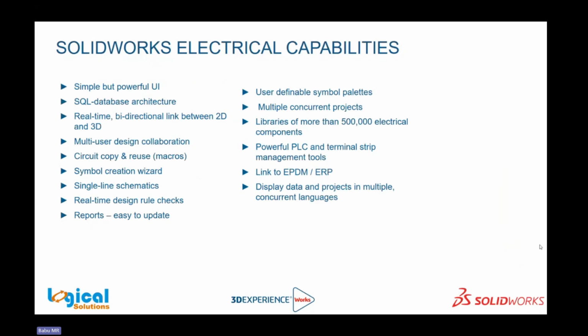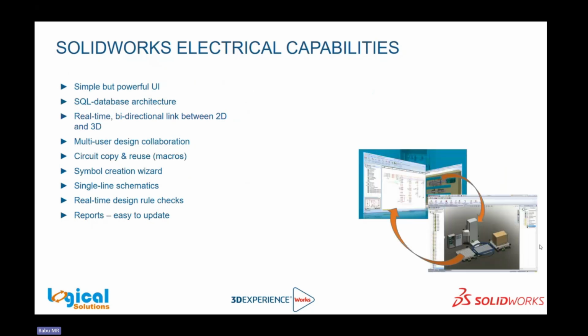So these are the SolidWorks Electrical capabilities. It has a simple and powerful user interface, and also a real-time bidirectional link between 2D and 3D. As I already explained, if an electrical engineer is working on the 2D schematics, and parallelly a mechanical engineer can work on the 3D design or 3D assembly, everything. If any change happens at the 2D level, it will reflect in the 3D. If any change happens in the 3D, it will reflect in the 2D level also. Like we have a bidirectional link between 2D and 3D in Electrical.